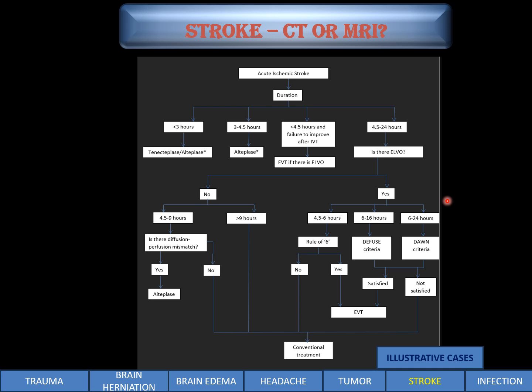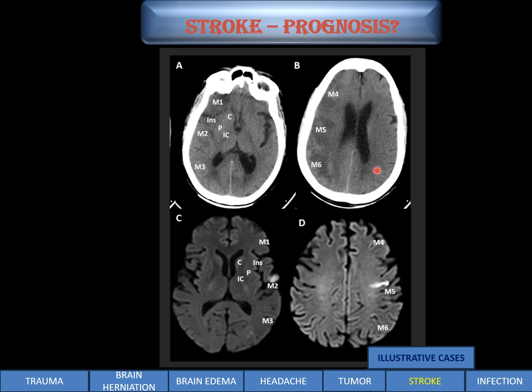If it is ischemic, there are various things that we look at in it: the DIFFUSE criteria, the DAWN criteria, the diffusion perfusion mismatch, the ASPECTS ratio, and whether there is an emergent large vessel occlusion. These are various things we look at in stroke imaging in our practice recently. Just an overview of it.